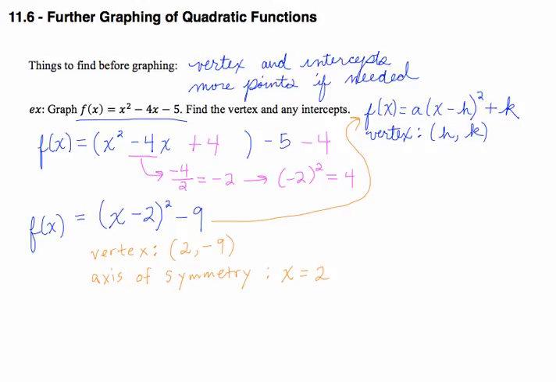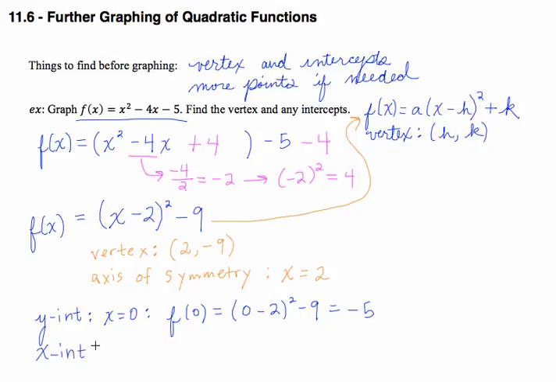Next, let's find the intercepts if there are any. Let's find the y-intercept. Remember, the y-intercept occurs where x equals 0, so we'll plug in 0 for x to get 4 minus 9, or negative 5. It might have actually been easier to plug it into this version of the function, because then it would have obviously been 0 minus 0 minus 5, or just minus 5.